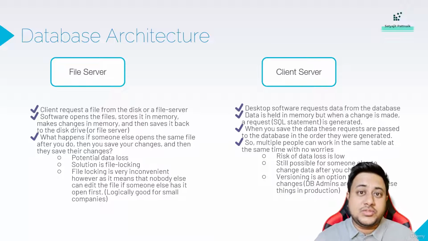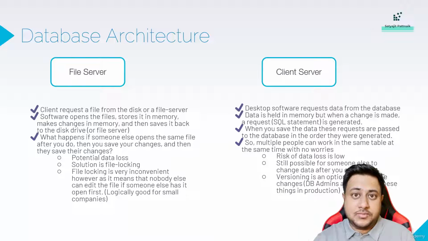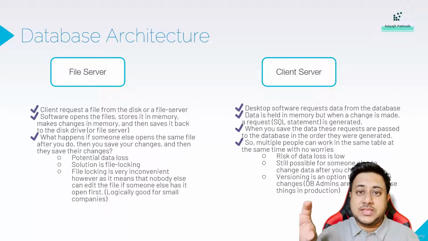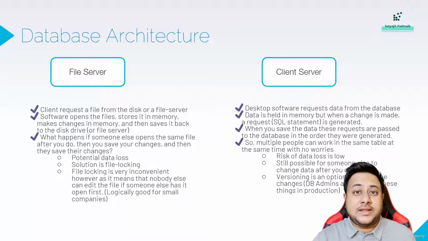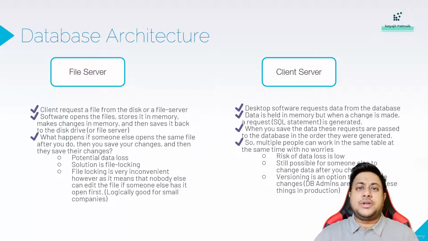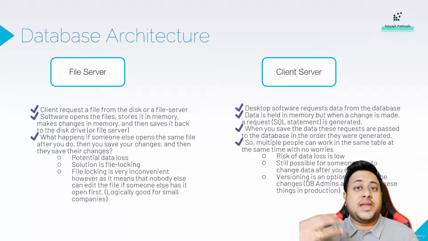So what you can do is implement versioning so that any change being performed by any of the users is logged. That means you can definitely revert back the changes if something has gone wrong. So versioning is an option to record the changes. Normally DB admins are the owners of these things in production. So this is all about database architecture, and these are all the basic steps before we get started with the SQL part.